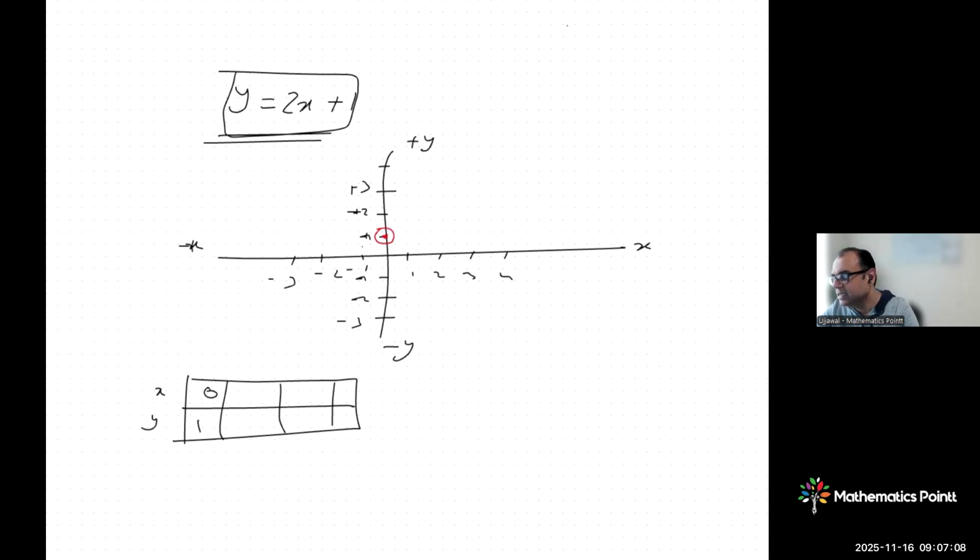Now, quick. Tell me, what if x is 1? What will be the value of y? Quick. x is 1, my dear. It's not 2. It is 3. Good. So x is 1, y is 3.